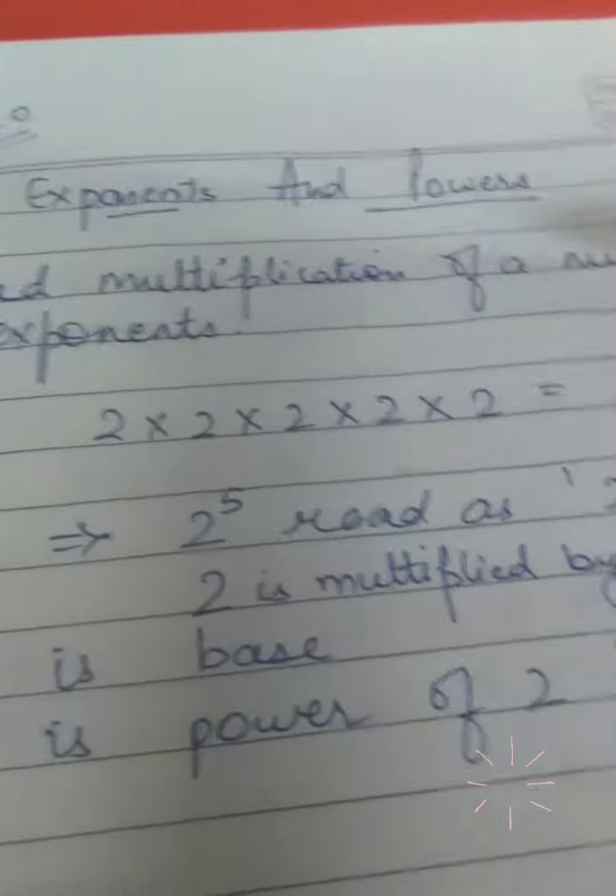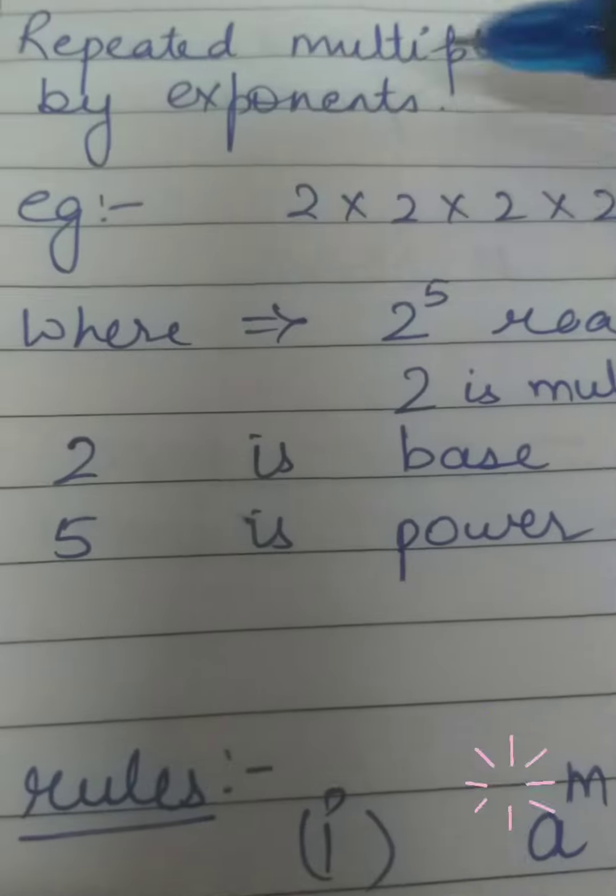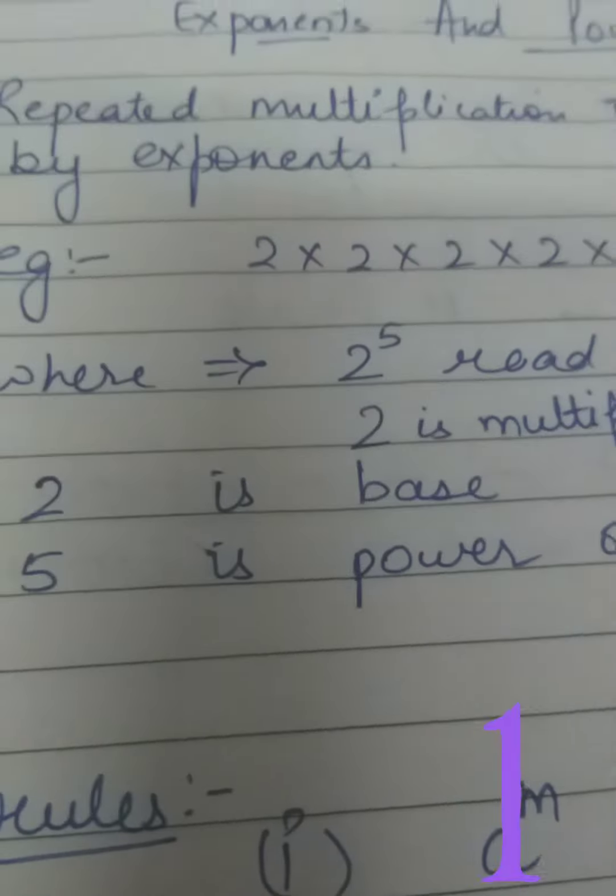Hello everyone. Today we will learn about chapter 20, class 8, exponents and powers. Repeated multiplication of a number by itself is expressed by exponents. This is known as exponents and powers. So what does this mean?